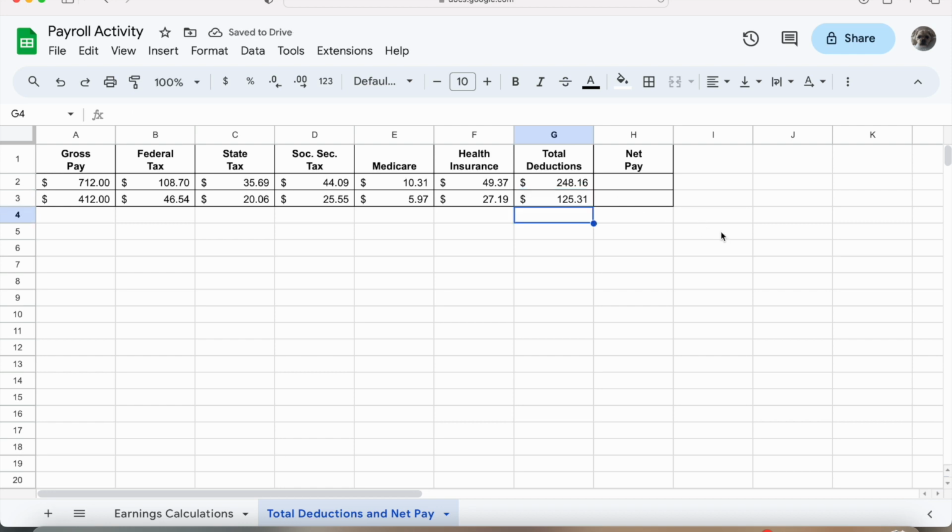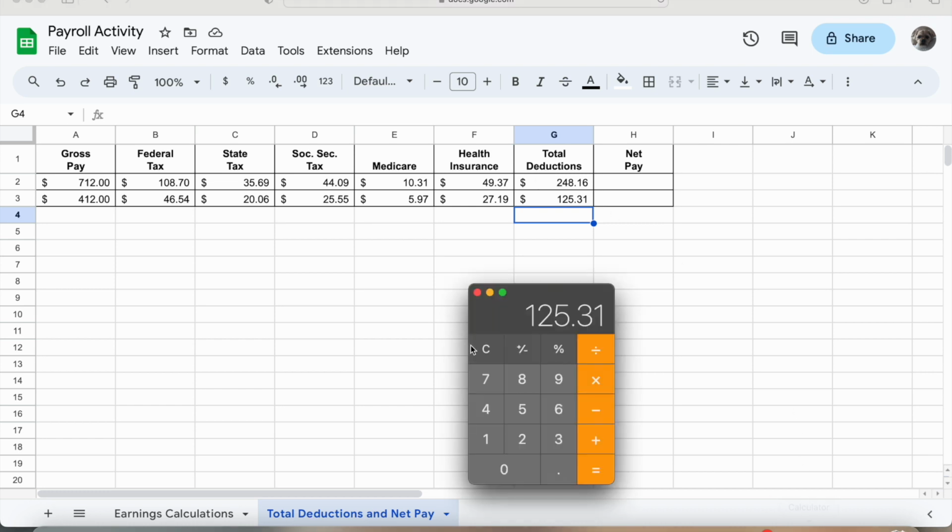Now, to calculate net pay, we are going to take the gross pay and subtract the total deductions. So for employee number 1, if we take $712 and we subtract $248.16, that will give us $463.84.